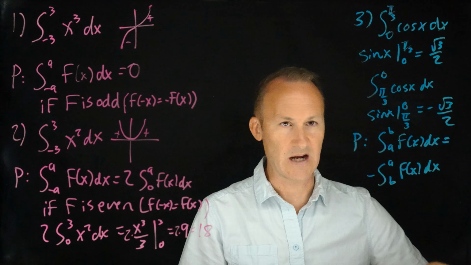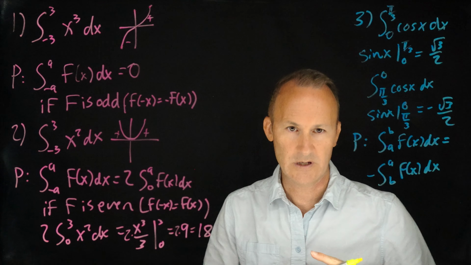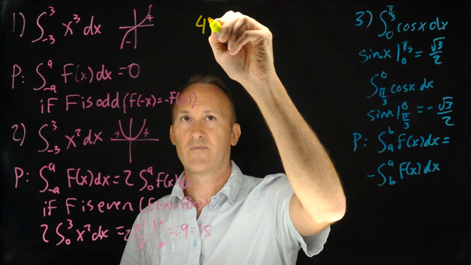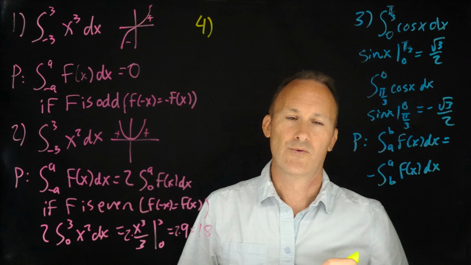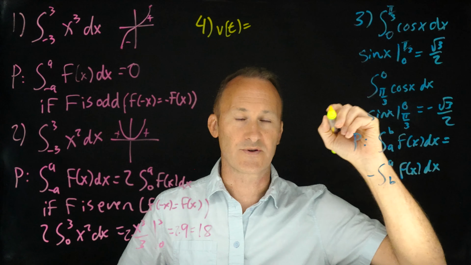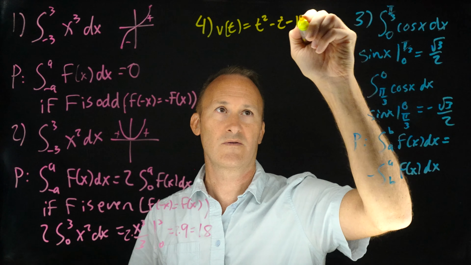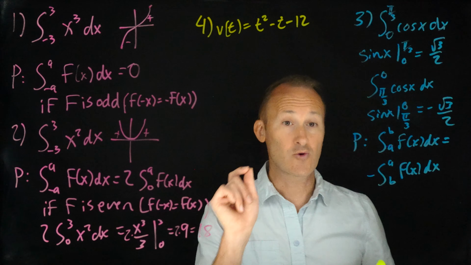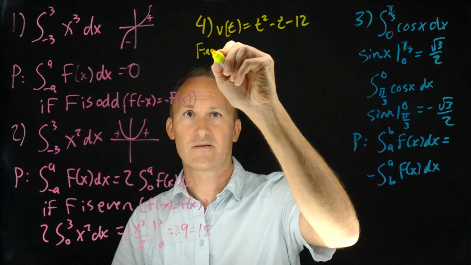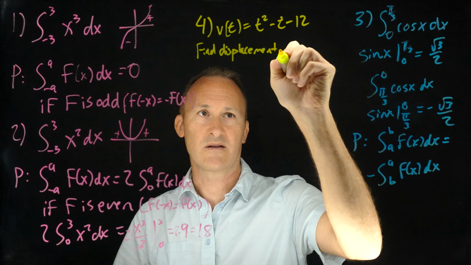Now, for the next one, we're going to illustrate it through an interesting example. So let's consider the following function. We've got the velocity of some particle, say, is equal to some function, and that function might be t squared minus t minus 12. And then we've got two questions that we're going to answer. We're going to find displacement and distance. So first let's talk about what the difference is. Displacement and distance.